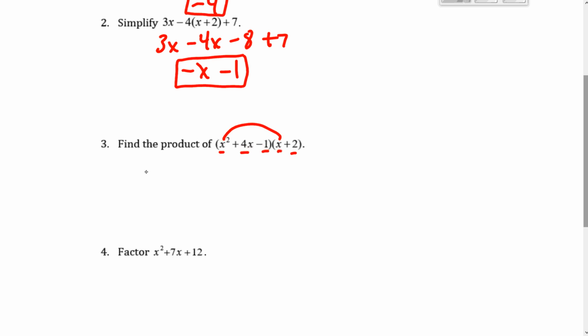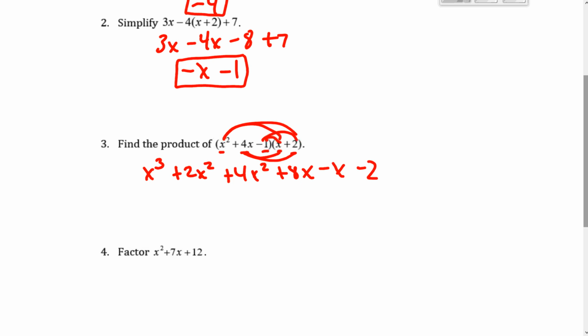So we distribute. That's x cubed. That's a 2x squared. That's a positive 4x squared and a positive 8x. And then negative 1 times x is a negative x. Negative 1 times 2 is a negative 2. Okay, so I multiplied all 3 of those by both of those.